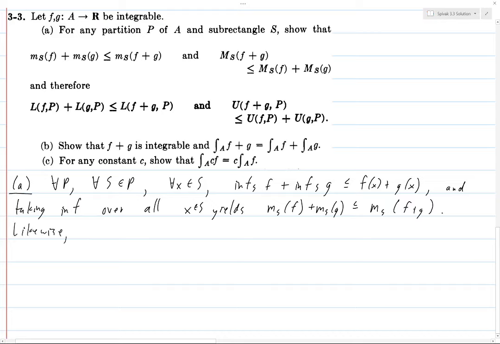Likewise, if we look at supremums instead, what we have is, let's see, f of x plus g of x is going to be less than or equal to, well, I'll just write it as capital MSF plus capital MSG. And then you can take the supremum over all x in s, and the left-hand side will become capital ms of f plus g, and the right-hand side, being a constant, won't change at all.